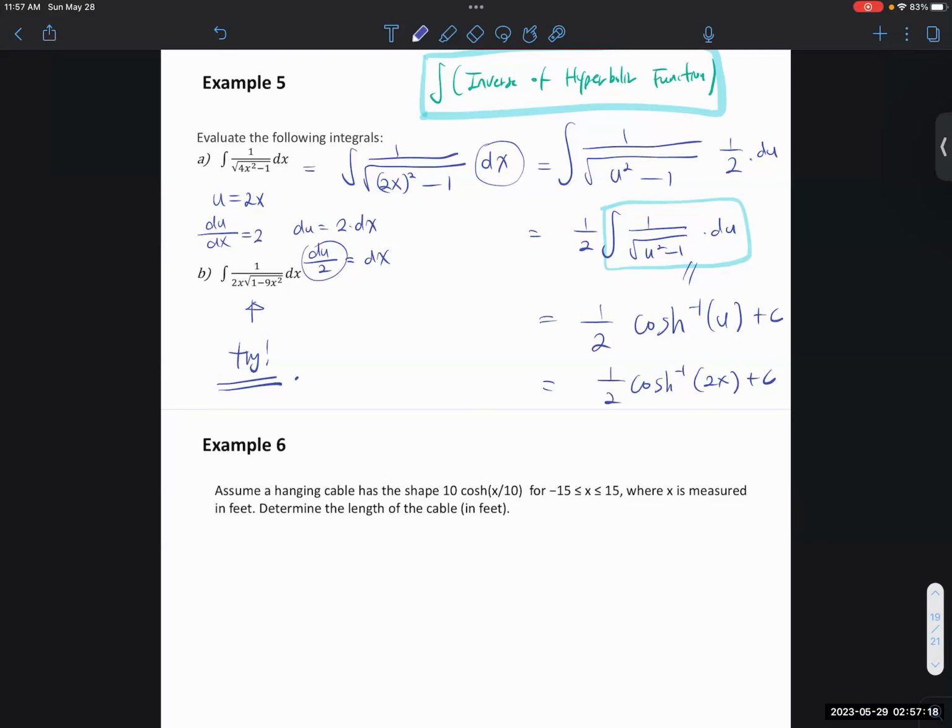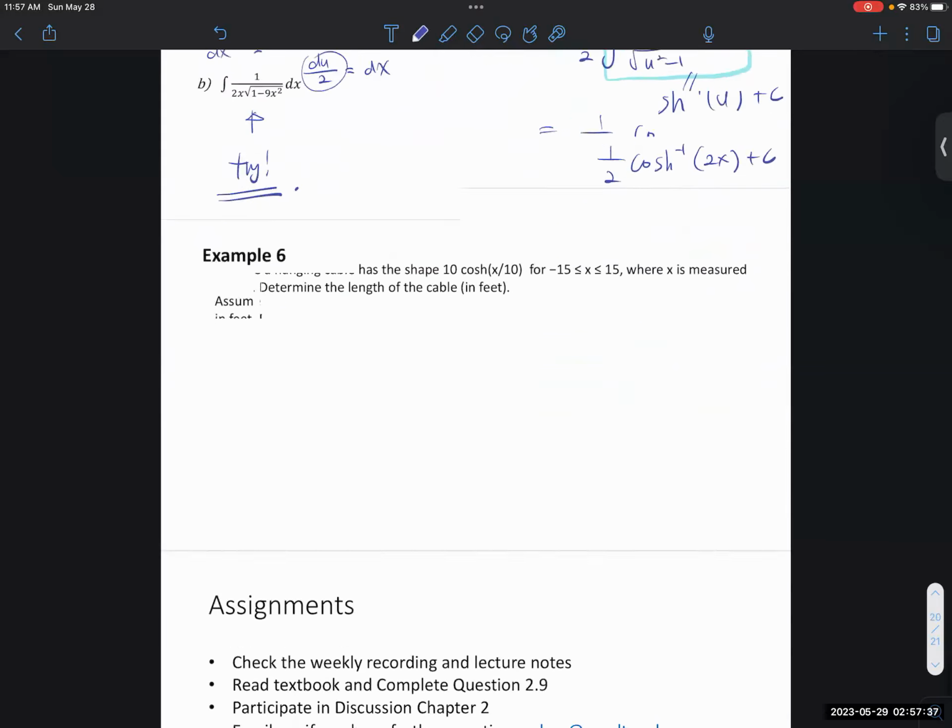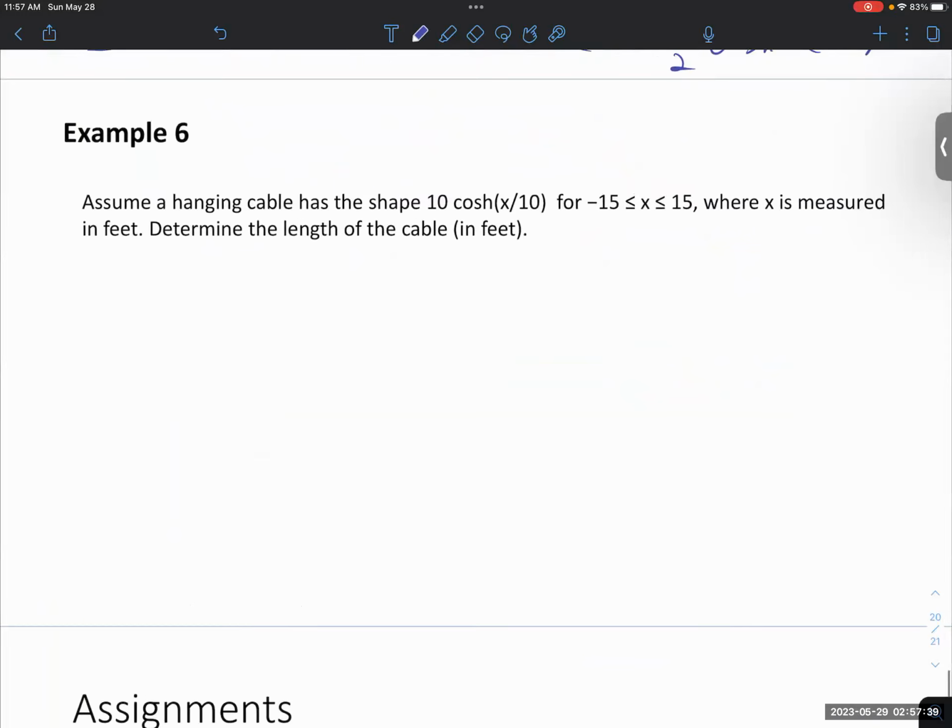Okay. All right. So in this video, we talked about hyperbolic functions, their definition, characteristics, identities, and inverse hyperbolic functions. Let's take a look at one last example, a real problem where you are actually using the hyperbolic function more. So let's look at example 6. Let me read it slowly.